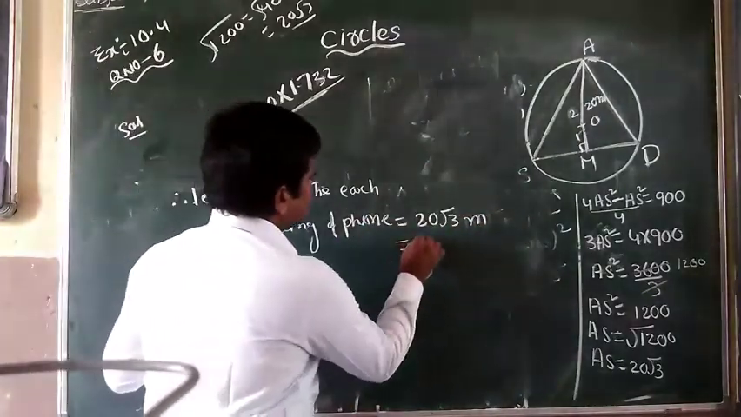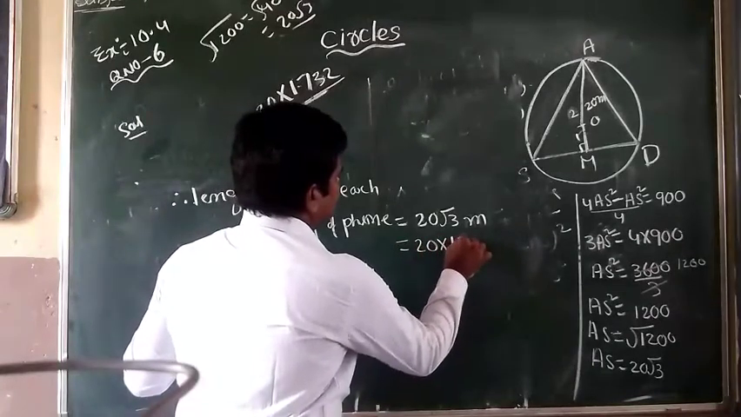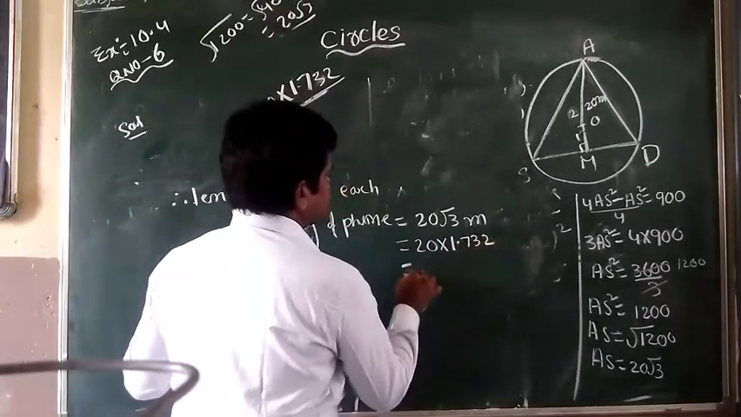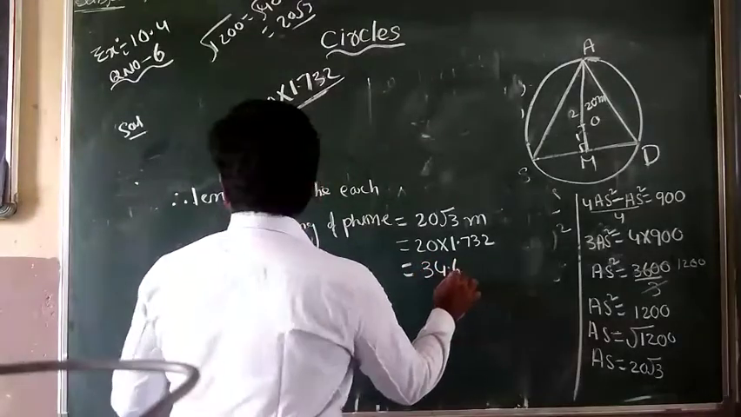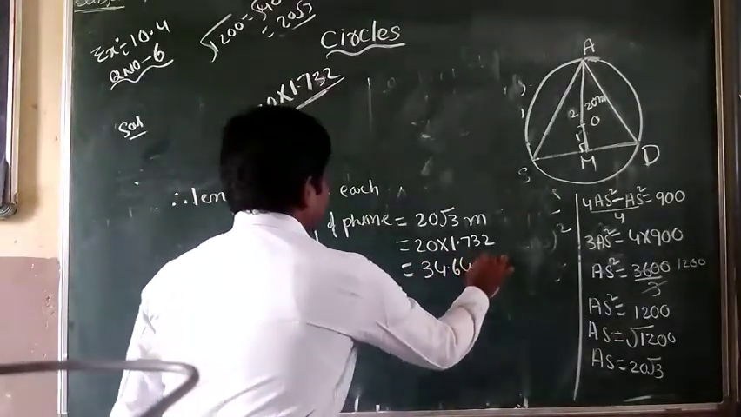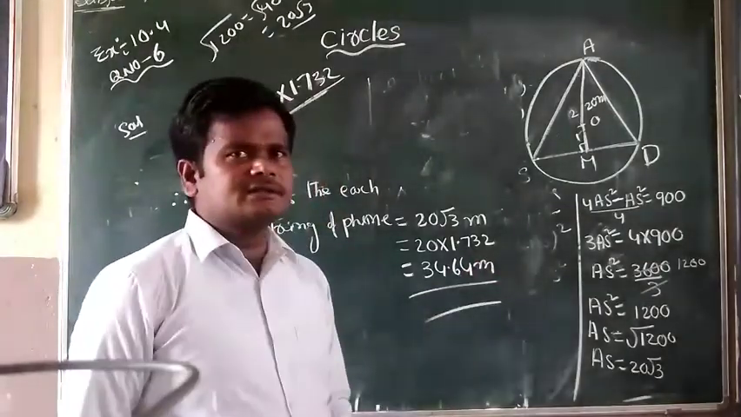This can be written as 20 into root 3, which is 1.732, equal to 34.64 meters. Okay children, this is completed.